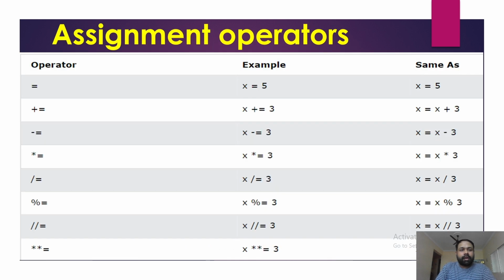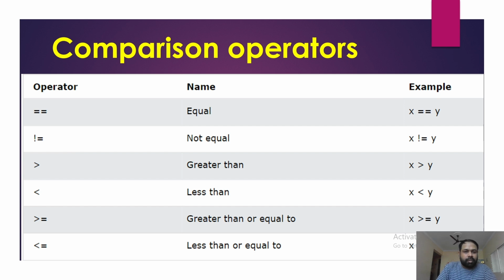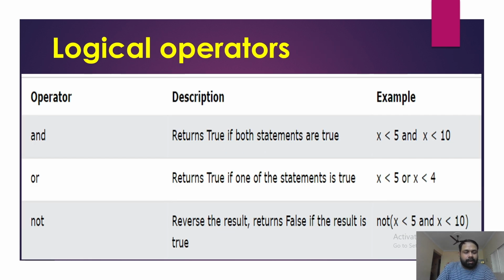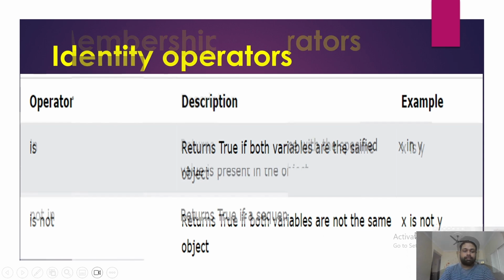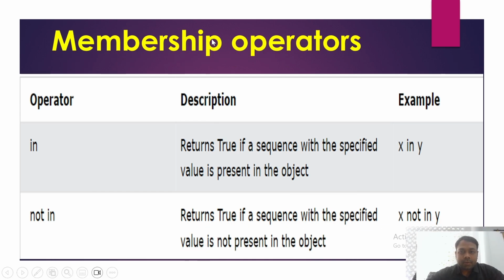So far we have discussed arithmetic operators, assignment operators, comparison operators, and logical operators: logical and, or, not. We don't have double and; we have and, or, not. And identity operators, is and is not, check whether both variable values are same. If both values are same, it returns true, otherwise it returns false. Is not checks that both are not same; if both are not same, it returns true, otherwise false.